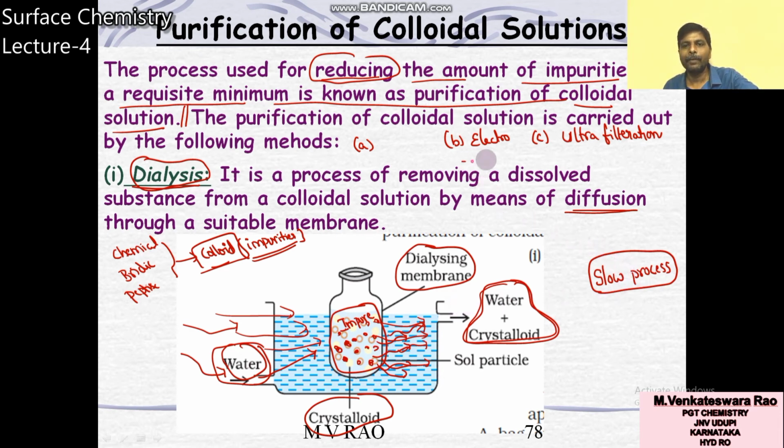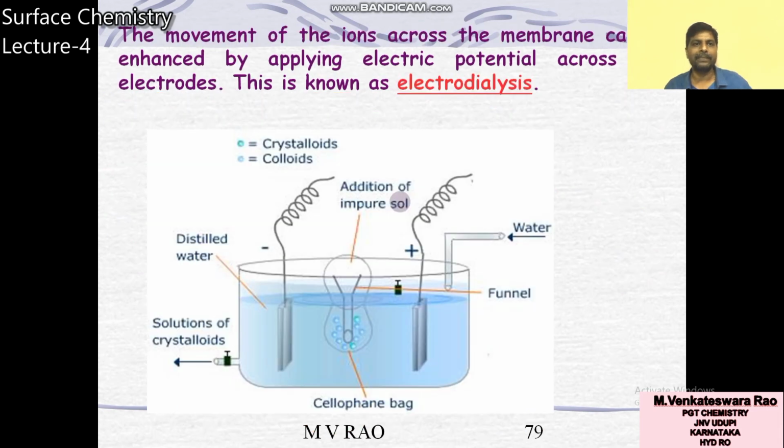That's why you will prepare a second method, that is electrodialysis. Because dialysis is a slow process, the movement of the ions across the membrane can be enhanced, that means increased, by applying electric potential across the electrodes.